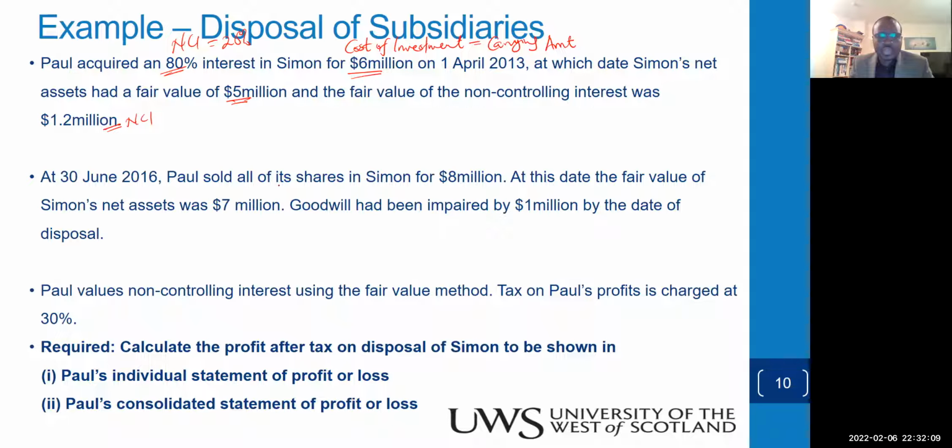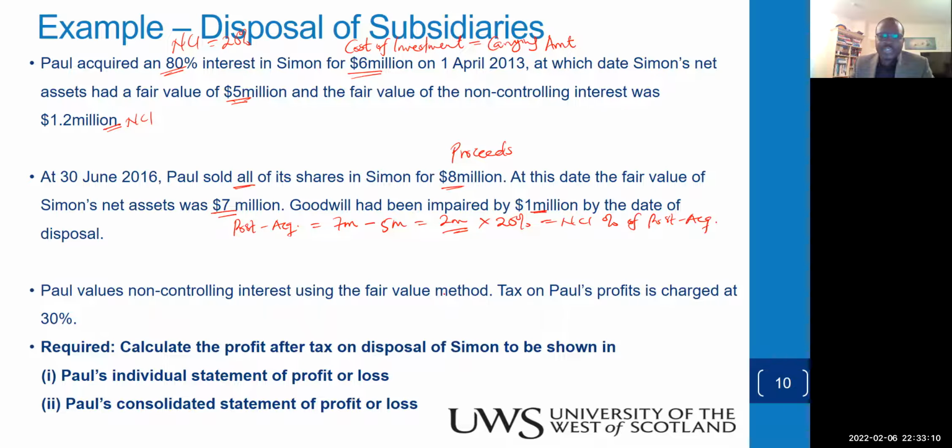On 30th June, Paul sold all of his shares for 8 million. So these are proceeds, okay? At this date, the fair value of the net assets was 7 million. So you can see your post-acquisition here: it was now 7 million at the time we are disposing, and at the time that we acquired it, it was 5 million, which gives me 2 million. So you can easily apply your NCI portion of 20% to get its share of post-acquisition. You need this when calculating your NCI figure, okay? Goodwill had been impaired by 1 million at the date of disposal.